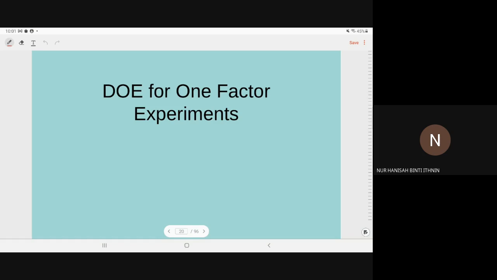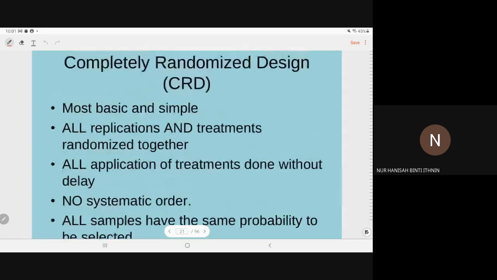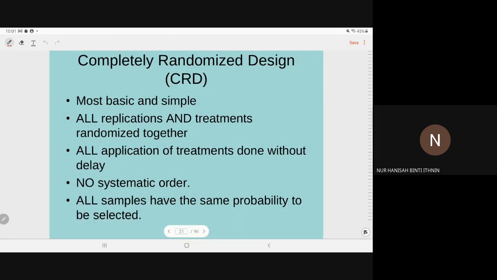Okay, so let's take a look at the first category of design of experiments, that is the design of experiment for one factor experiments. Now you know what are factors, treatments and levels. It is very important to understand the basics, which one is the factor, the levels and the treatments, so that you can choose the right design of experiment.